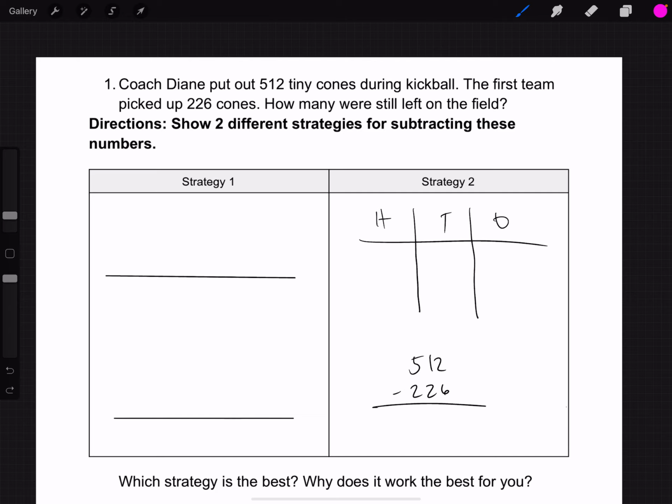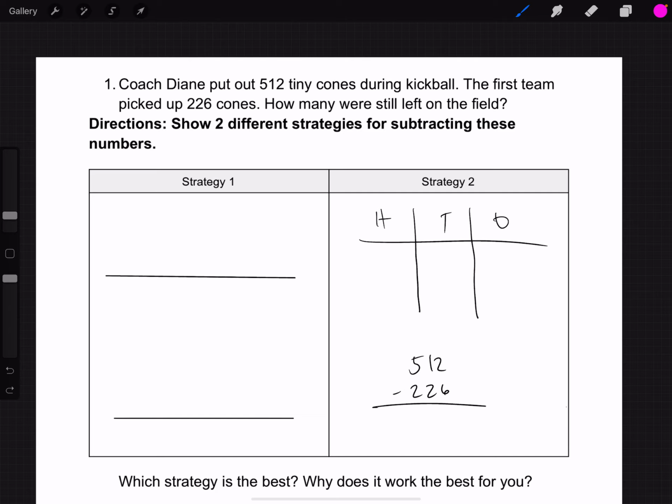So the first one says, Coach Diane put out 512 tiny cones during kickball. That would take a long time. The first team picked up 226 cones. How many were still left on the field? So before we even get to different strategies, one of the things we want to make sure kids are moving forward in are having different ways to think about the question. And so even though they're really big numbers, I can kind of draw a picture and figure out what's happening.